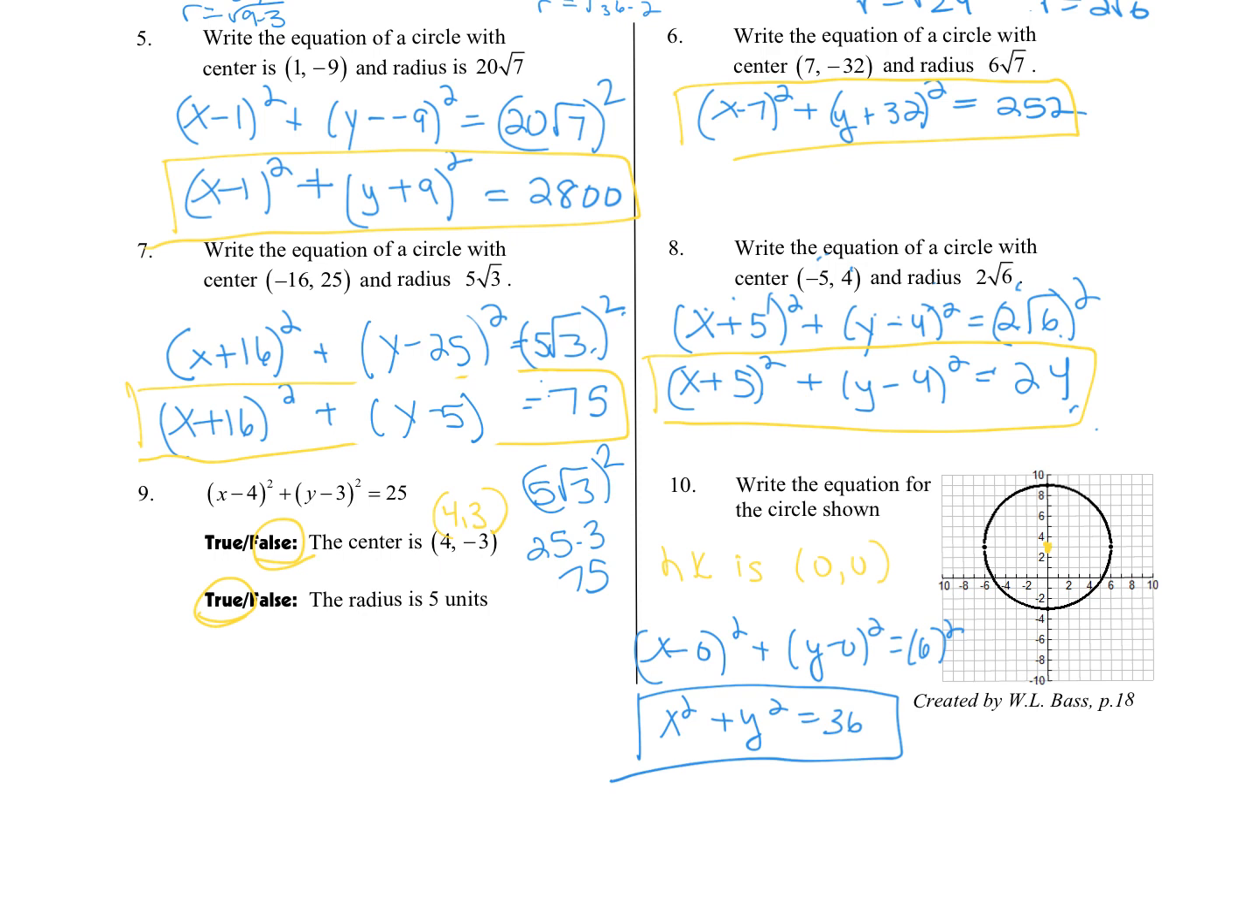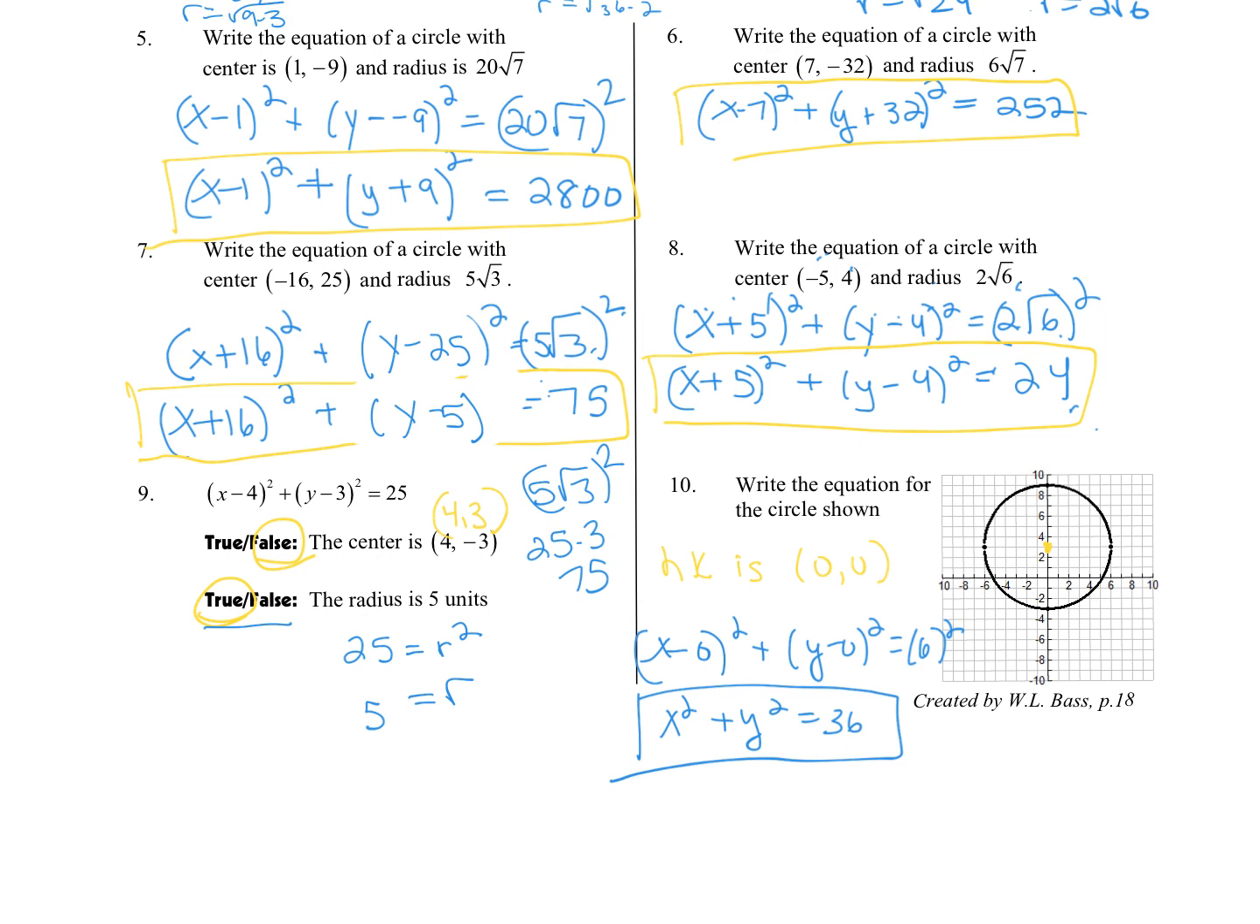True or false, the radius is 5 units. Well, if this was 25, and that is the radius squared, and when we square root 25, that's going to give us a 5, and therefore that is true.